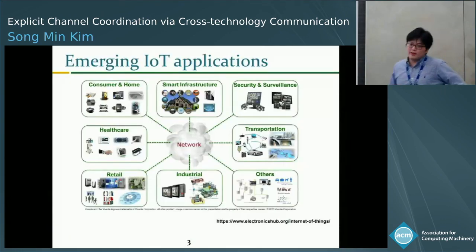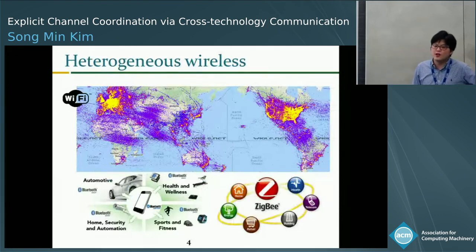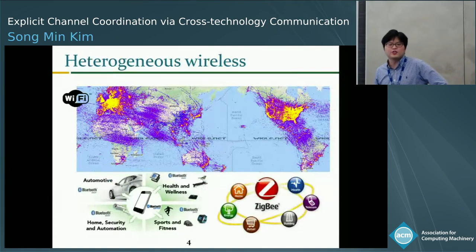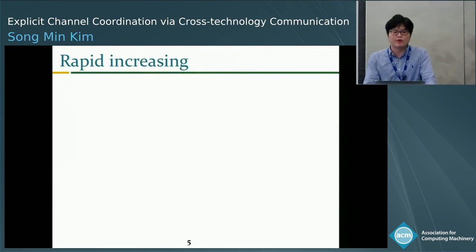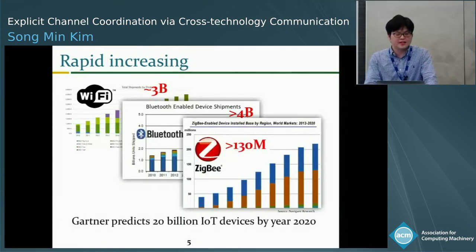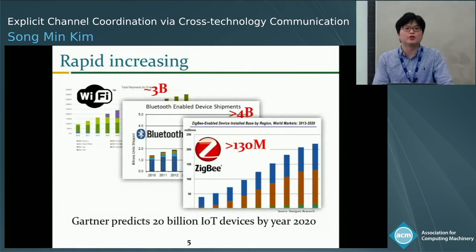IoT, as everyone knows, supports diverse applications, including security surveillance as well as intelligent transportation systems. In order to support those diverse applications, we have deployed heterogeneous wireless technologies, including Wi-Fi, Bluetooth, and ZigBee, where the number of wireless devices has been growing rapidly through the last decade, where Gartner predicts 20 billion IoT devices by year 2020.